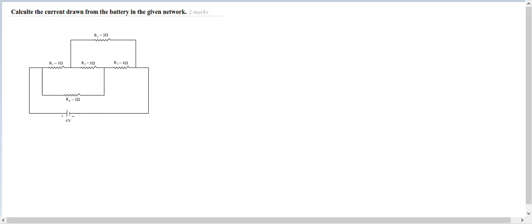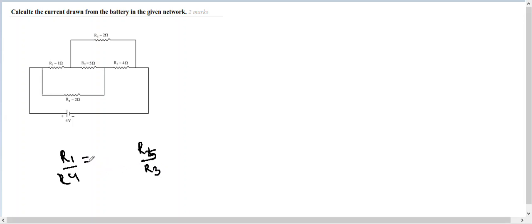Generally this configuration is used in a Wheatstone bridge. So let's check if this principle can be applied here or not. Here we have to find the ratio of R1 upon R4 and the ratio of R5 upon R3. If these ratios are equal, then the principle of Wheatstone bridge can be applied.